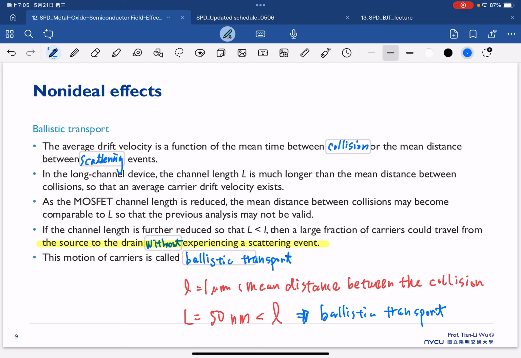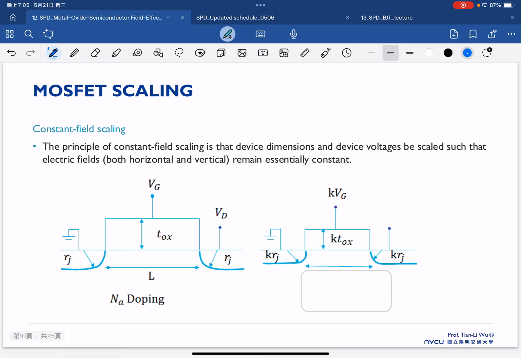So that's also another non-ideal effect we need to be careful about. Most of the non-ideal effects get worse once we consider scaling. Scaling means that we try to make our transistors smaller and smaller because we want a high density of our chip. Then we have to consider what scaling rule we should follow. In the early time, scientists already proposed what we call constant field scaling.